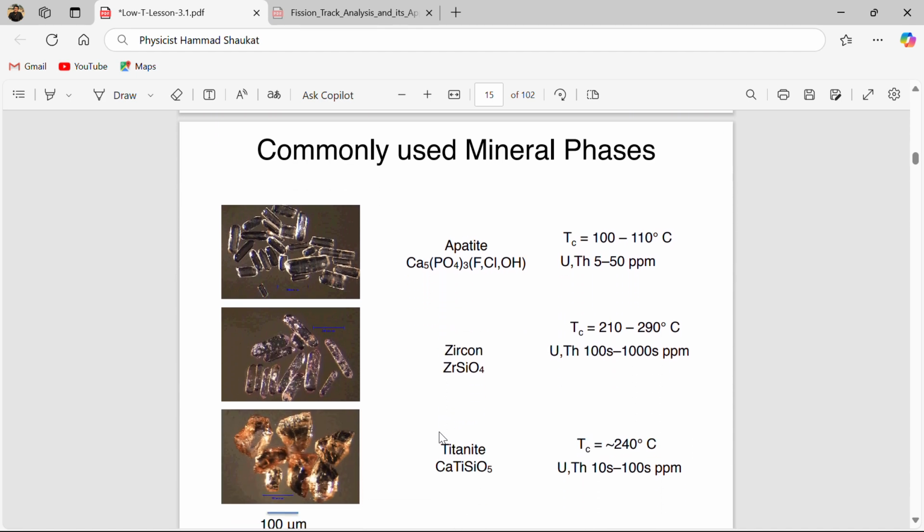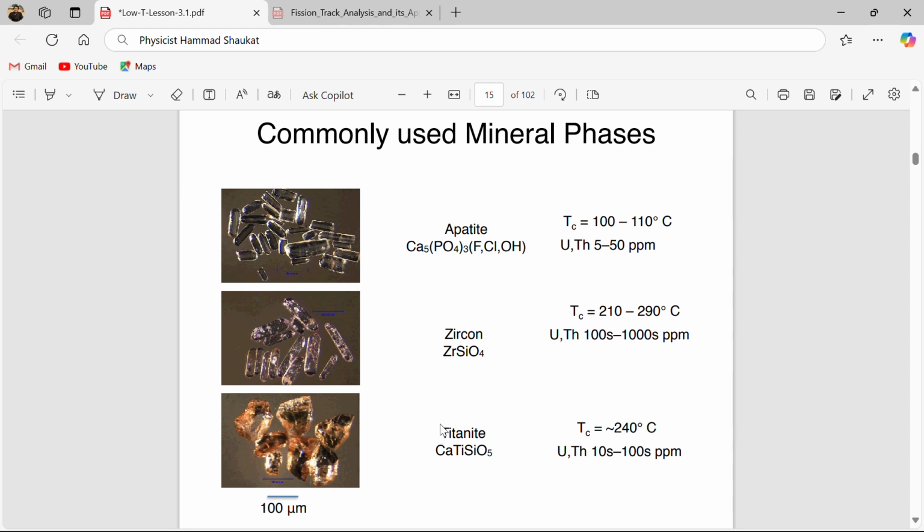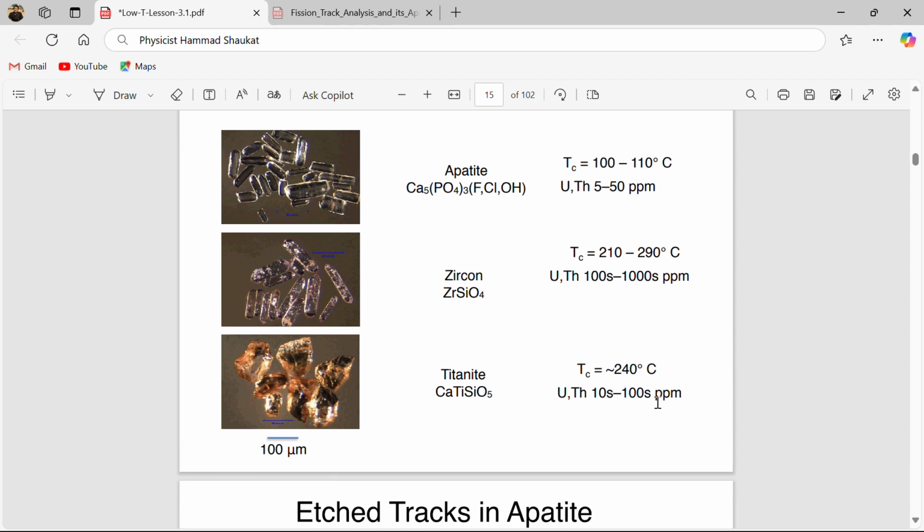So commonly used mineral phases are these: as I showed you, apatite, and the other is zircon. These are the commonly used minerals, and these are their phases. Another new one is titanite. Their critical temperature is given. For apatite, the temperature is 100 to 110 degrees Celsius. For zircon, the critical temperature is 210 to 290 degrees Celsius, and titanite is approximately 240 degrees Celsius. Whereas ppm is parts per million, the unit of this.